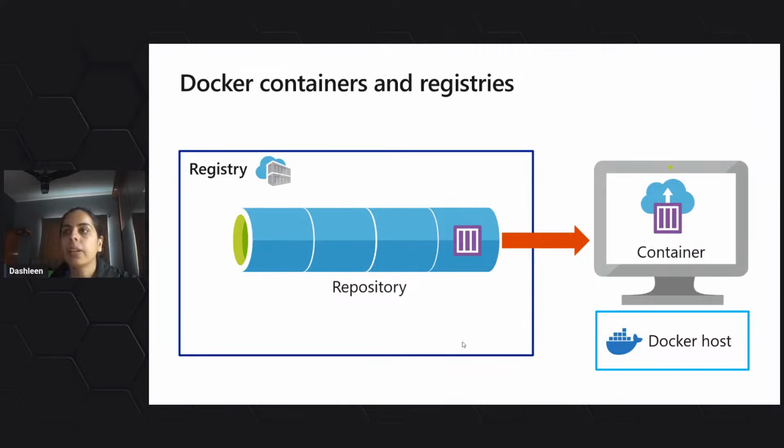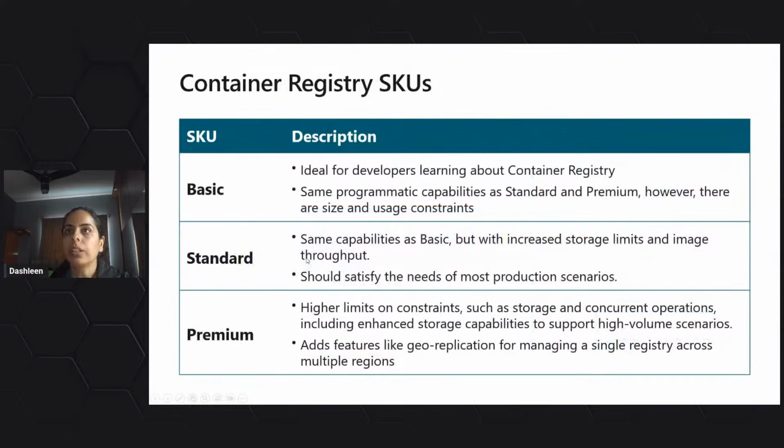Now, because it's a private container registry, it is chargeable, and there are three container registry offerings. One is basic, standard, and premium. So basic is just for learning purposes. For prod or the higher programmatic abilities, we need to use standard and premium.